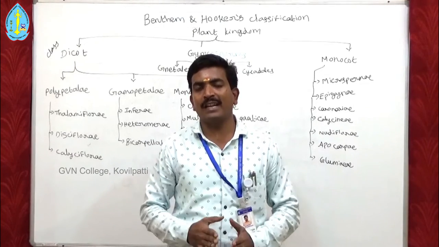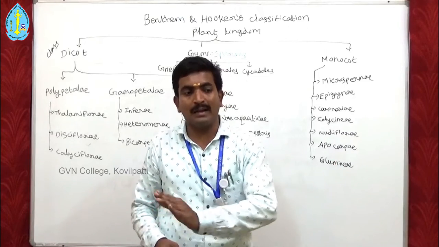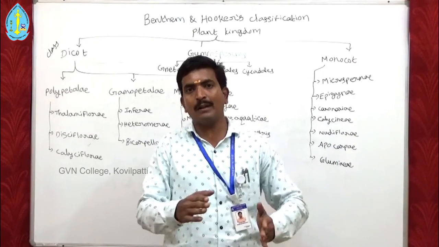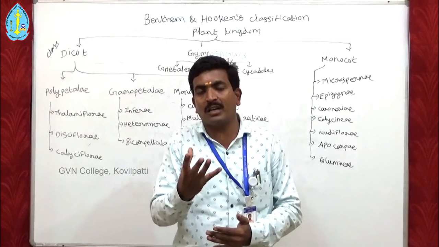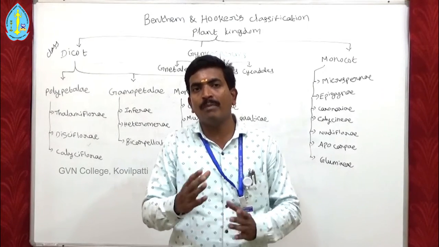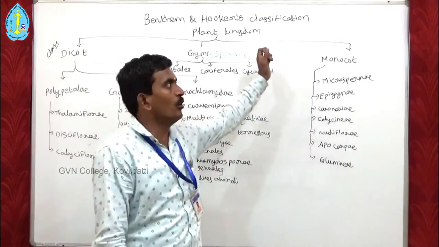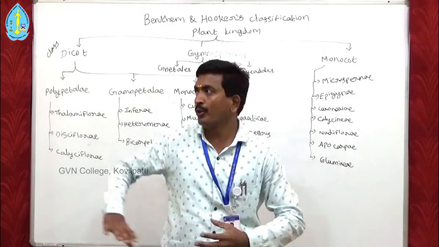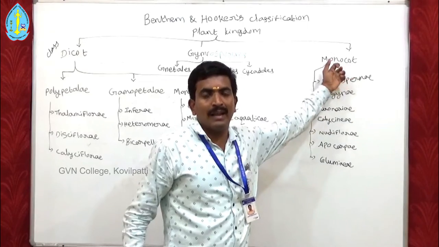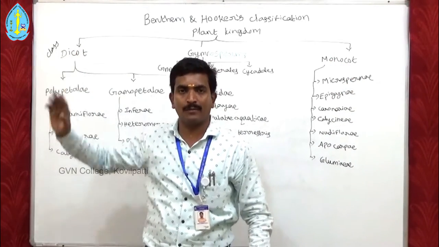At the time of classification, Bentham and Hooker saw the monocotyledon plants and the dicotyledon plants, and the plants which are not included in monocot and dicot, but produce flowers and also fruits. Their seeds are open, or naked. These plants come under the category gymnosperms. The single cotyledon plants are put into monocot, and the double cotyledon plants are put into dicotyledon.